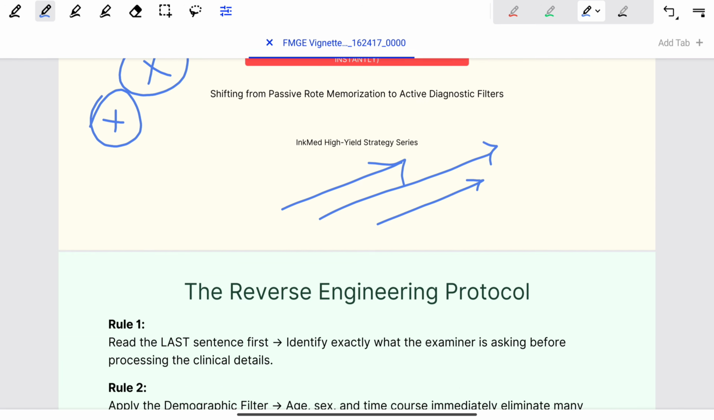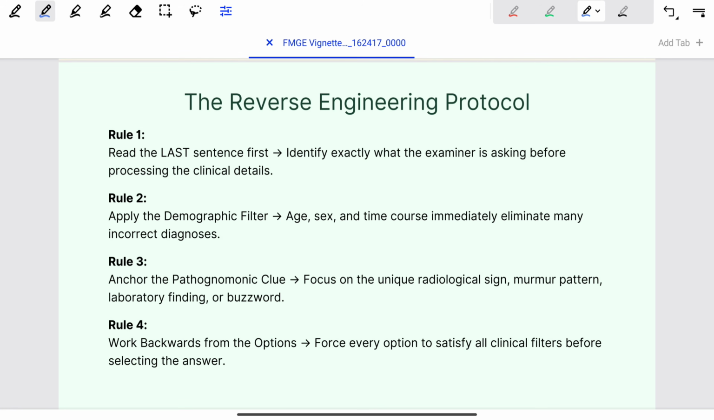Let's begin. First, reverse engineering protocol. Before solving cases, let's establish a structured approach. First, identify the target of the question. In many FMG clinical vignettes, reading the final sentence first helps determine exactly what the examiner wants. Are they asking for a diagnosis, an investigation, a complication, a causative organism, or a next step of management?